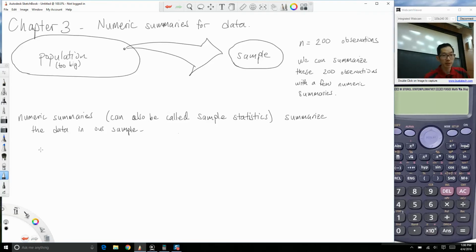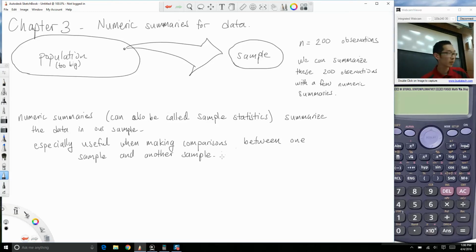These are very useful, especially when we are trying to make comparisons from one sample to another. Whenever you see the word sample, you just think of one set of data. I always talk about the population and a sample here, but really a sample can just be any data set. So one data set and another data set.